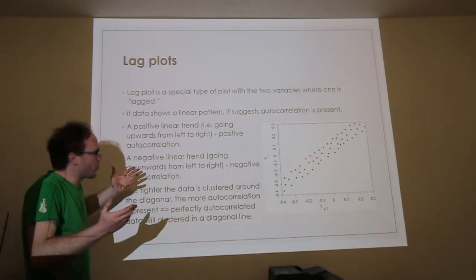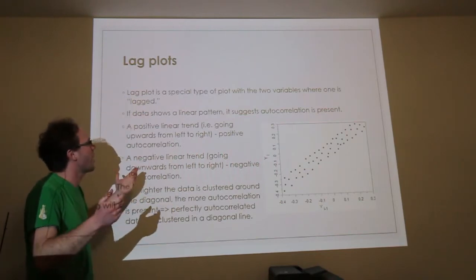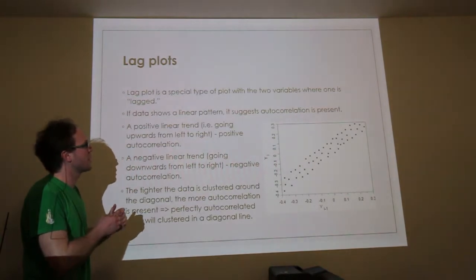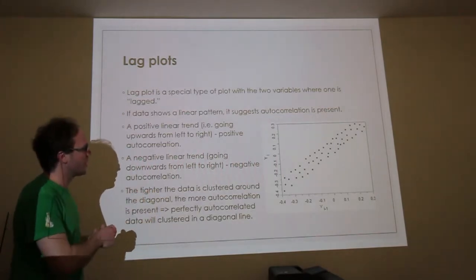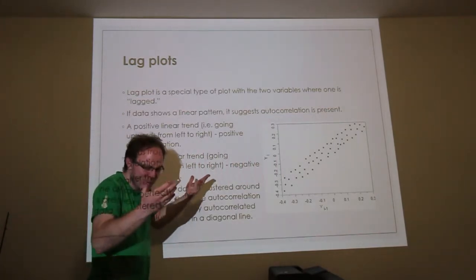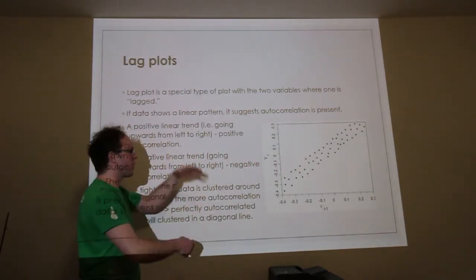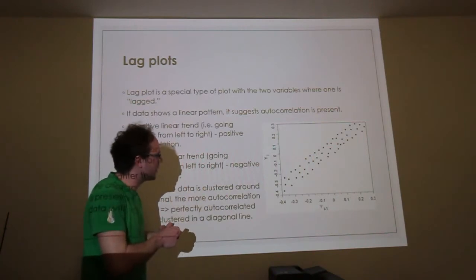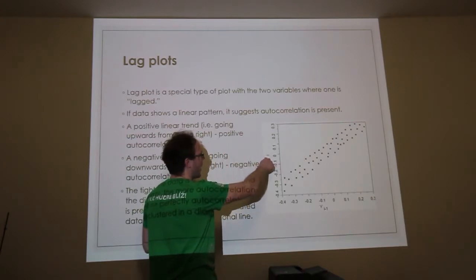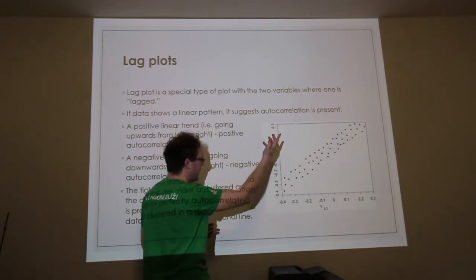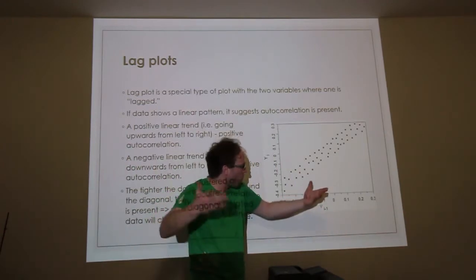We can illustrate here lag plots. The lag plot is a special type of plot with two variables where one is lagged. So it means that there is one variable, variable y, and variable y but in time t minus 1. Or if you check this, there is variable y on observation t, and there is variable y but on observation t minus 1.